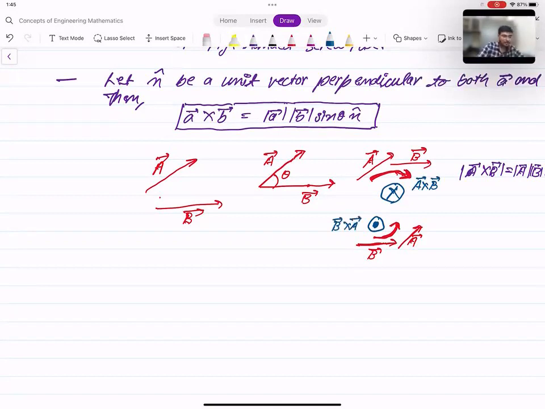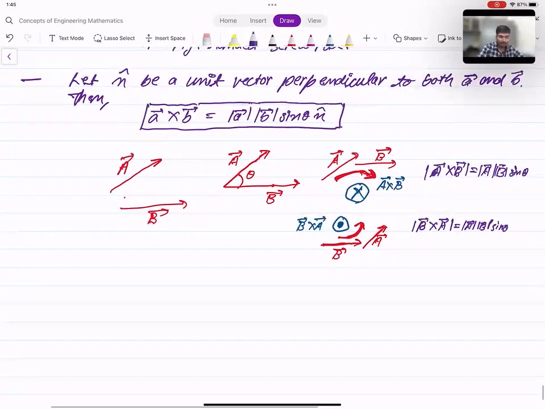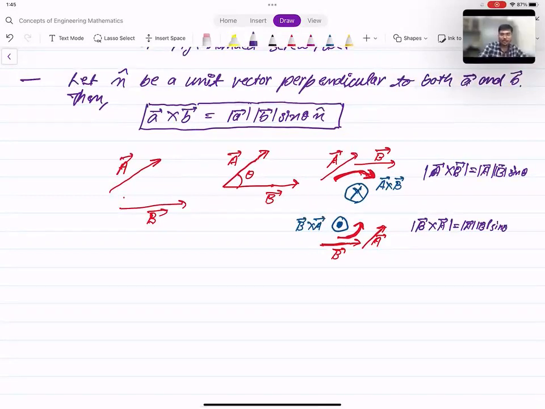And the magnitude will remain unchanged because it will again be magnitude of B multiplied by magnitude of A multiplied by sine theta, and the angle is not going to change here. So B cross A will have the same magnitude, which can be written as magnitude of A, magnitude of B into sine theta. Magnitude is unchanged, but the direction gets reversed, and when we reverse the direction of a vector, it is followed by a negative sign.